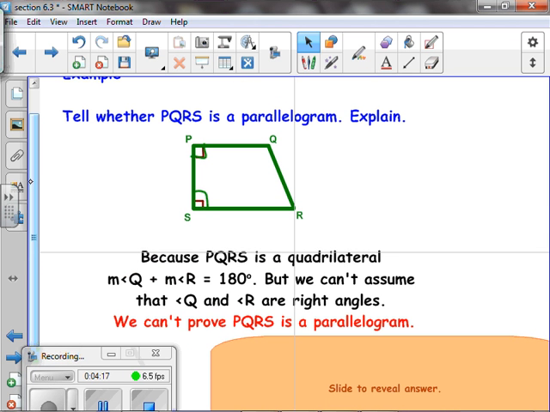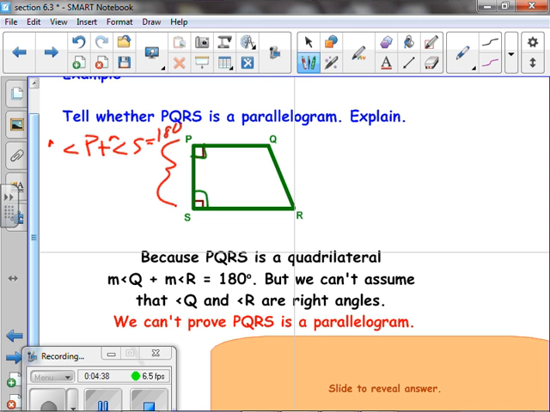Okay, so far so good, because we did have a theorem last time that said in a parallelogram these two have to be supplementary. So in a parallelogram, you would want angle P plus angle S to equal 180. And of course, that's a measure of each of those. Okay? But we also would need the measure of angle P and the measure of angle Q to equal 180. And there is no information that tells us that. So we can't prove that PQRS is a parallelogram.